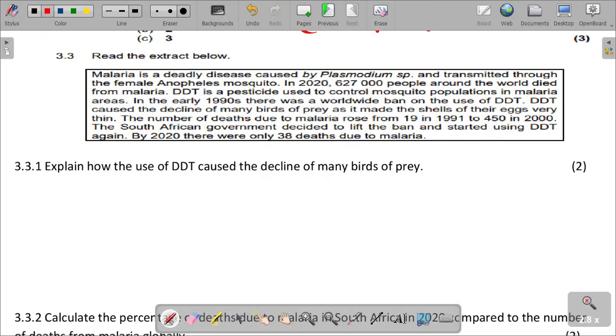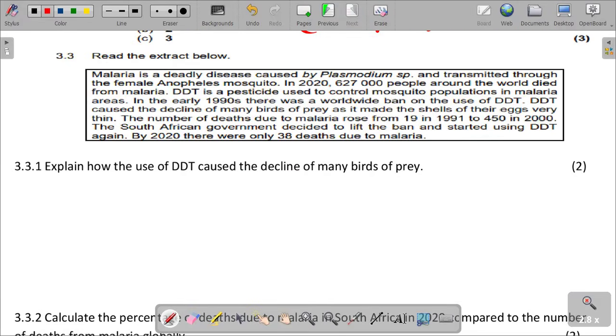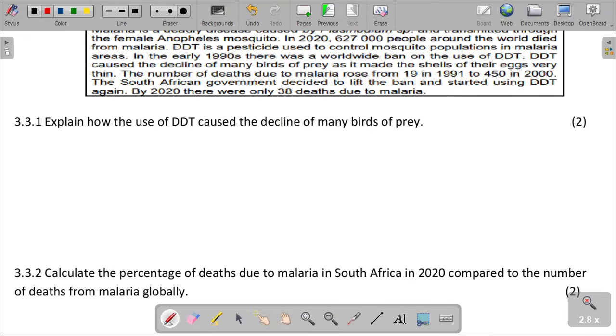DDT caused the decline of many birds of prey as it made the shells of their eggs very thin. It affected the birds in reproduction. That's what is said here. The number of deaths due to malaria rose from 1991 to 450 in 2000. The South African government decided to lift the ban and started using DDT again, and then by 2020, there were only 38 deaths due to malaria.